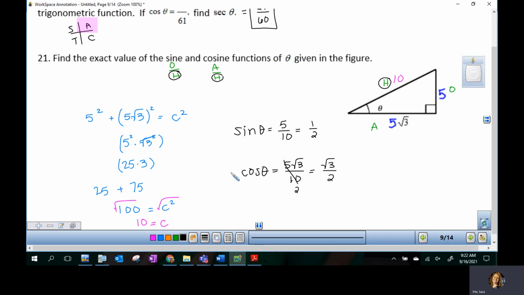Those are your answers. But let me just think about this for a second. If sine is 1/2 and cosine is root 3 over 2, those should look very familiar to you. What's that angle? Where is cosine square root of 3 over 2 and sine 1/2? That's a 30-degree angle. Okay, they didn't ask that. I'm just having you think about the numbers. You should recognize those numbers from the unit circle. So far, so good? Okay.